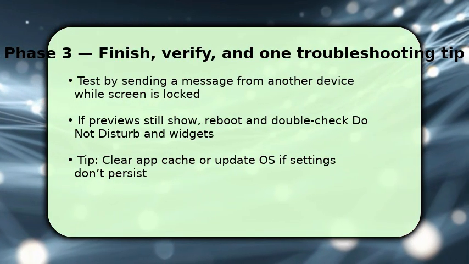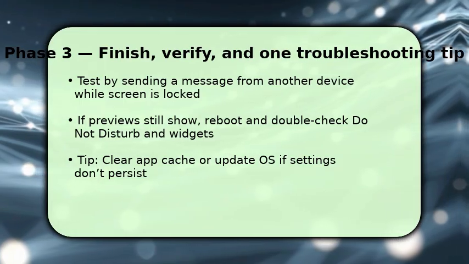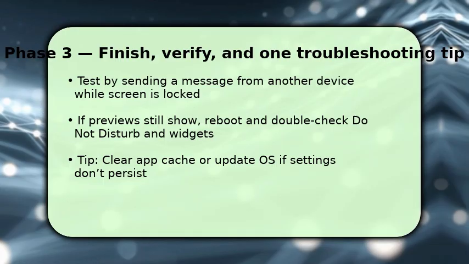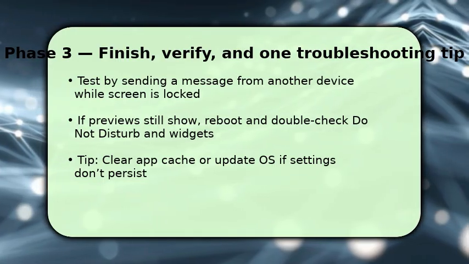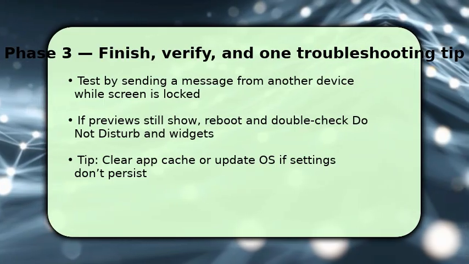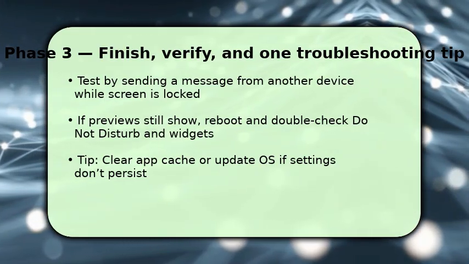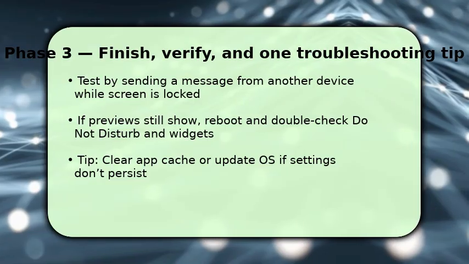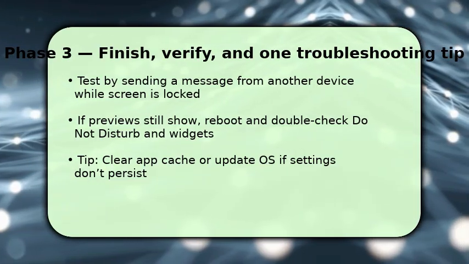Observe what appears. If content still shows, restart the device and recheck lock screen, do not disturb exceptions, and any notification widgets that mirror message content. Make sure app updates are installed. Occasionally, a bug prevents settings from sticking, so clear the app cache or update the OS.